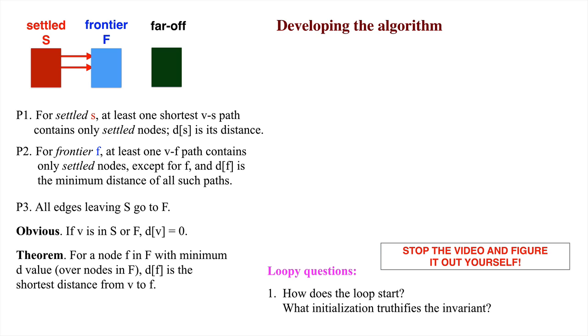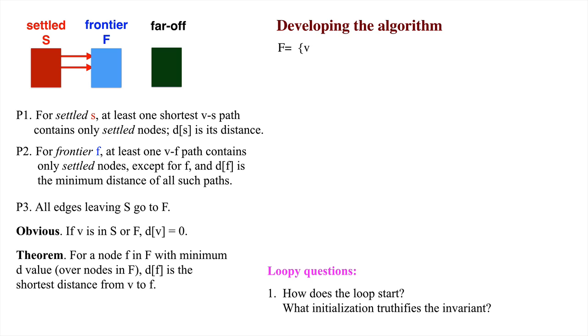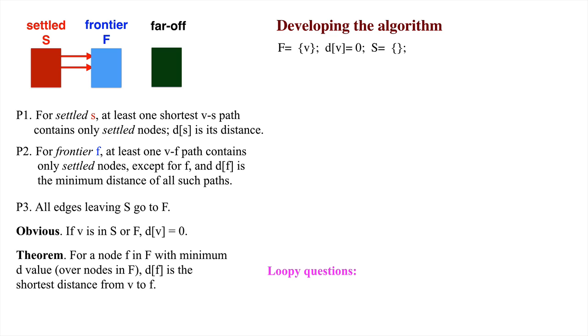Here's what we do. Fix the frontier set to contain only start node v and set d sub v to 0. Now P2 is true. Make the settled set empty. That makes P1 true. P3 is also true since the settled set is empty.